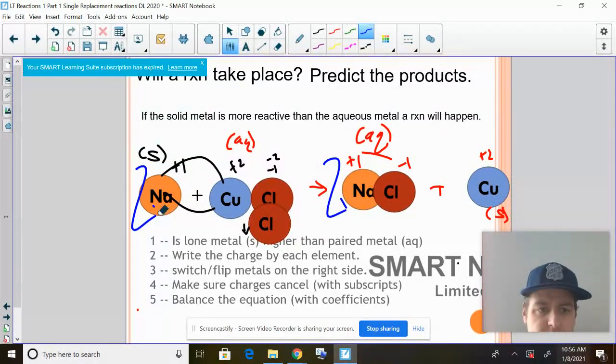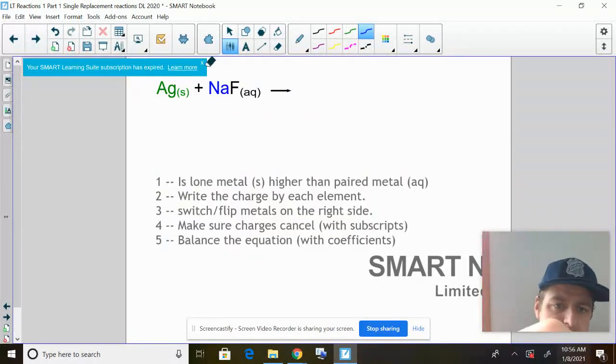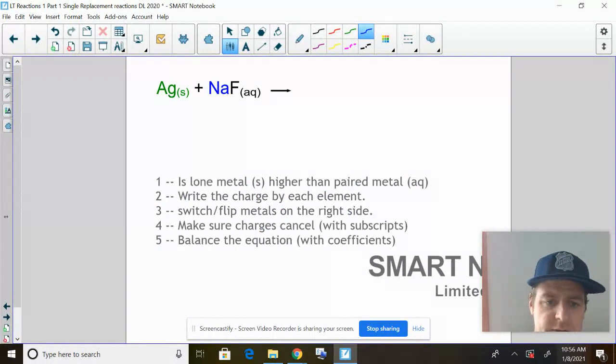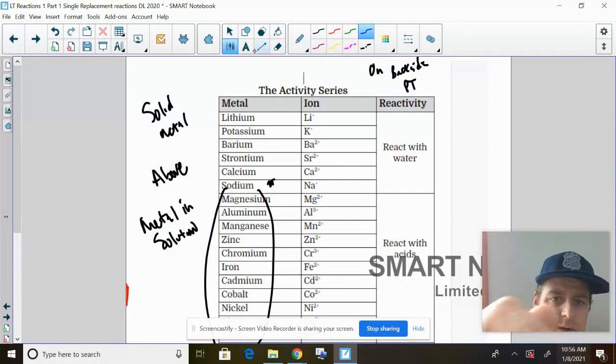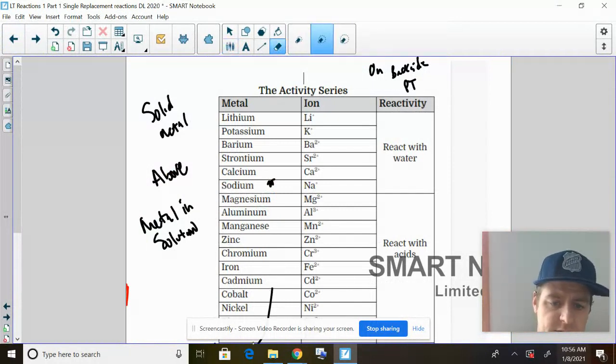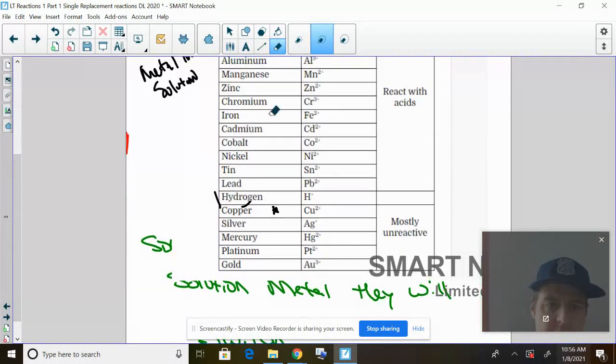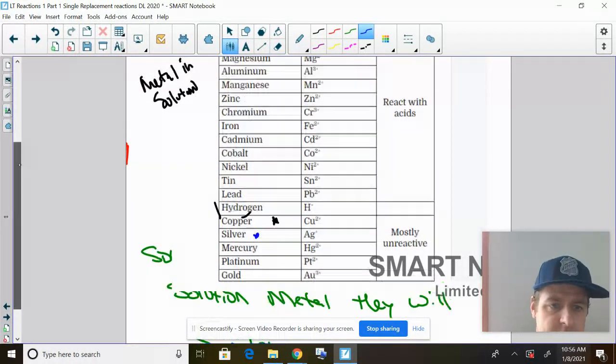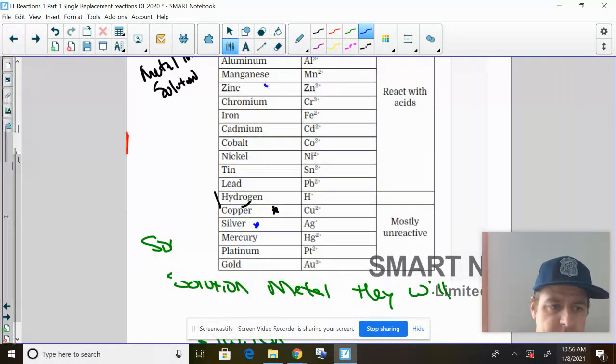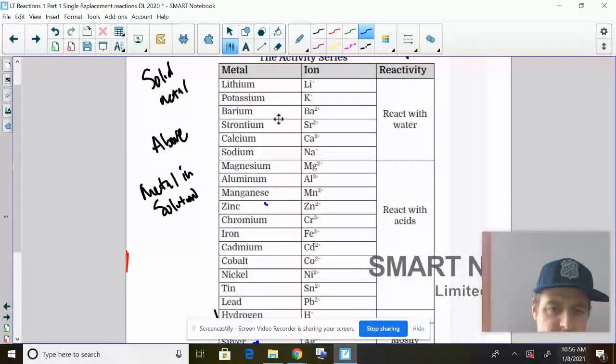I'll slow it down quite a bit when we start doing these problems. So the first thing is, is the lone metal higher than the paired metal? We have to find the lone metal. Is that higher than sodium? Let's go back to our chart. Silver, Ag, is that higher? So here's silver. Is silver higher than sodium on the chart? And the answer is no. Silver is not higher than sodium.